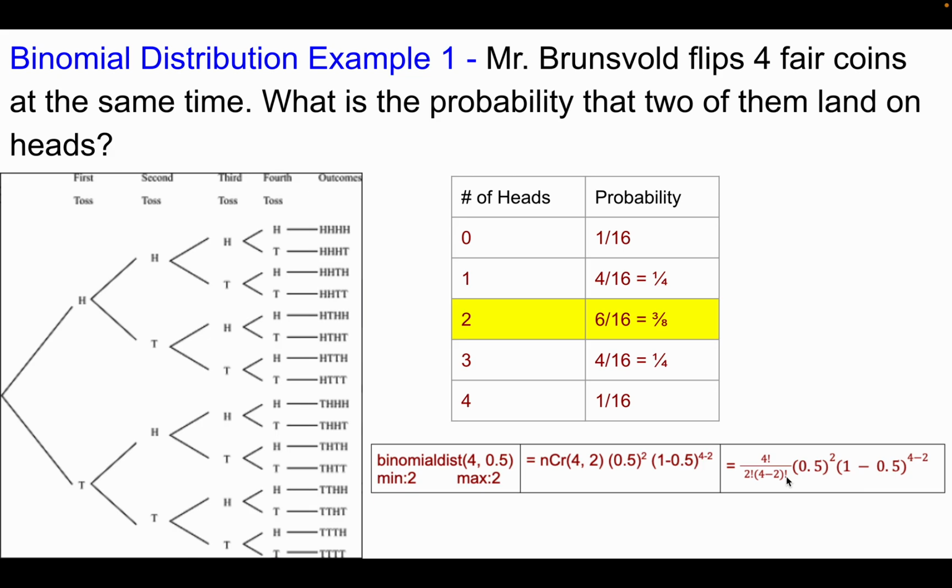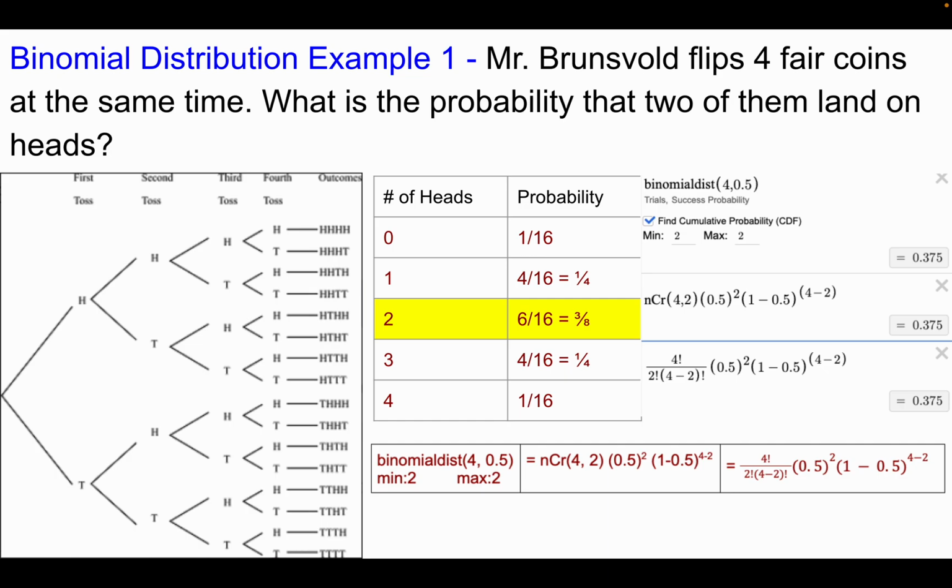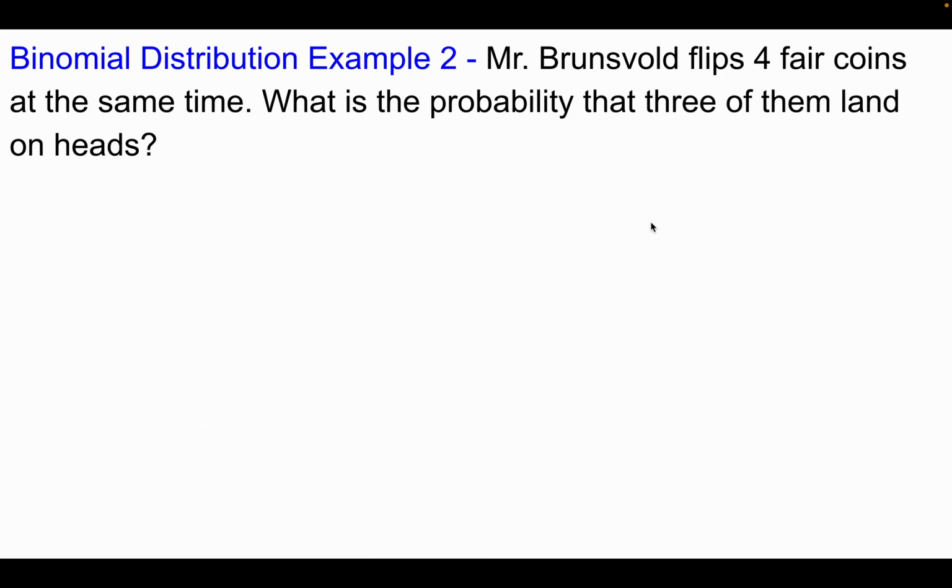Okay, and you can plug all of these into Desmos, and you can see for all of them, you get 0.375. If you turn that into a fraction, that is equivalent to 3/8. Note that when you type in the binomial distribution into Desmos, you need to click this check mark to find the cumulative probability. Okay, so that's my first example.